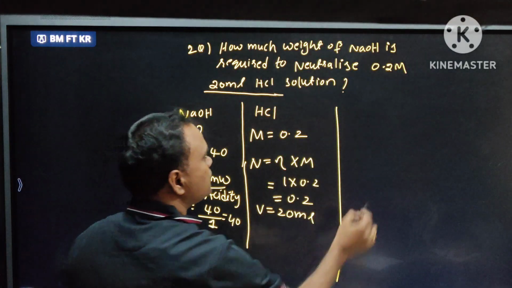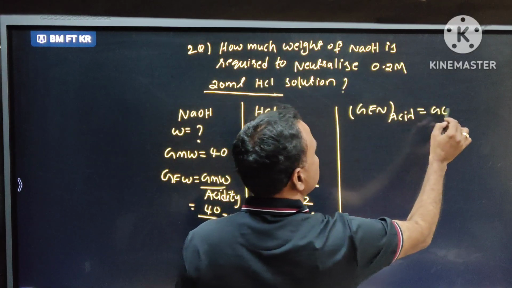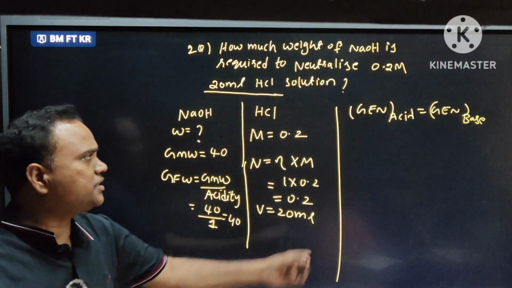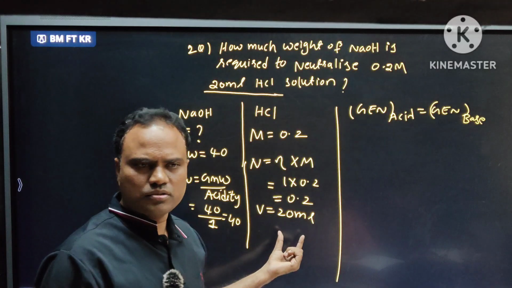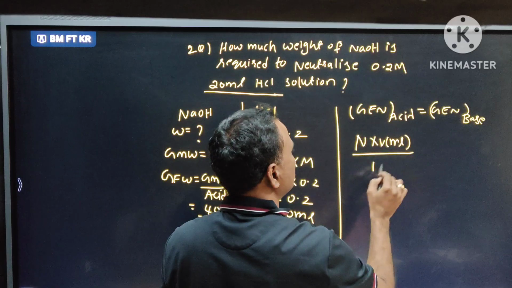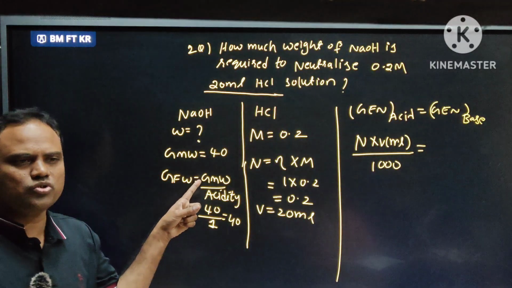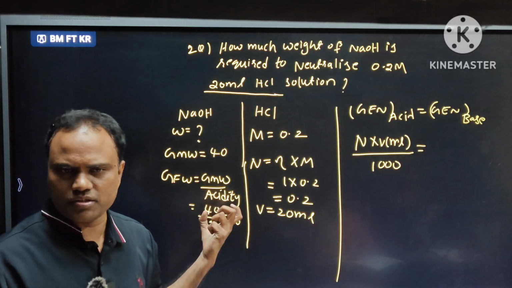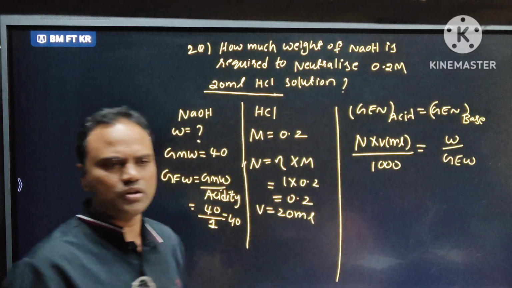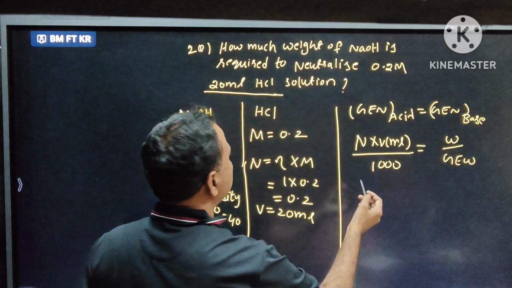Now, first of all, write the condition. Gram equivalents of acid is equal to gram equivalents of base. Based on the given data, you have to convert this. In the acid data, a volume term is there, so write this in terms of volume: N into volume in ml by 1000. When volume is given, this is the formula. And the base should be calculated in terms of weight: weight by gram equivalent weight. So this is the fourth formula, also an important model.